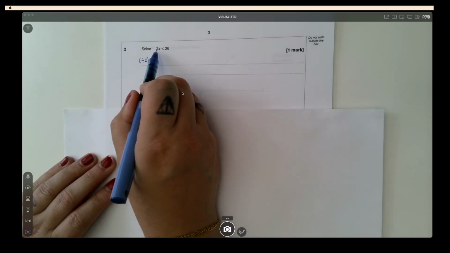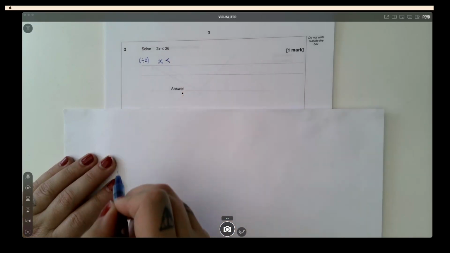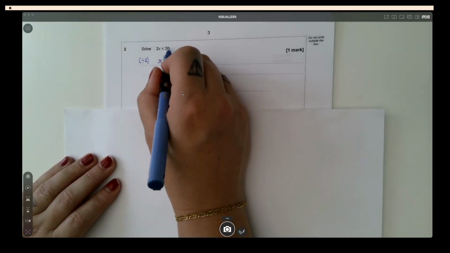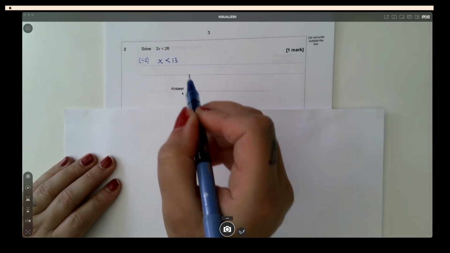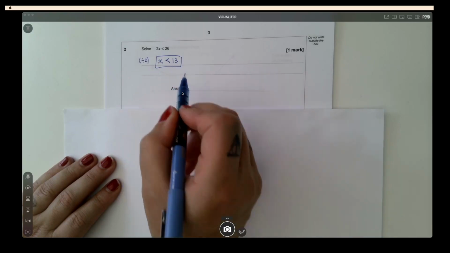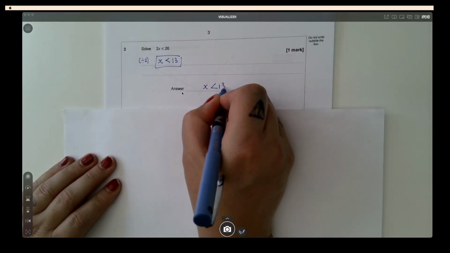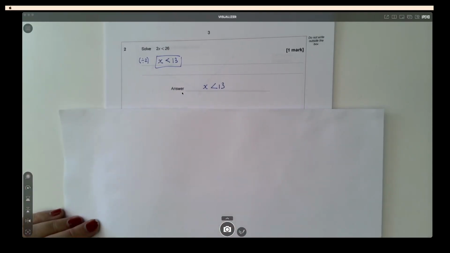When I divide the left-hand side by 2, that leaves me with x. The inequality symbol needs to stay the same and match. And then when I divide the right-hand side by 2, 26 divided by 2 is 13. This whole thing now goes on our answer line. So x is less than 13. If you don't put that less than symbol, you're going to lose that mark.